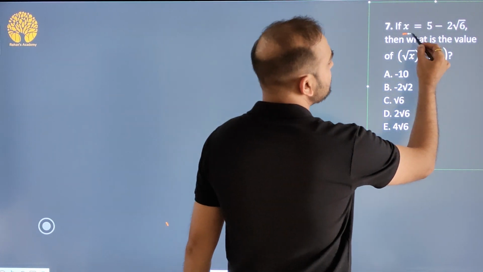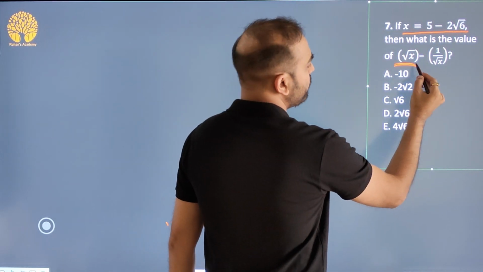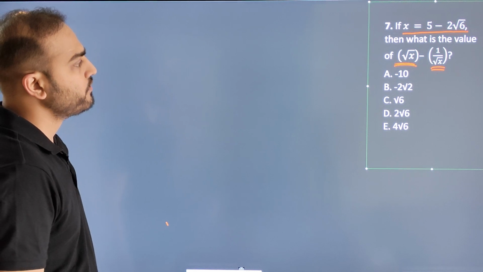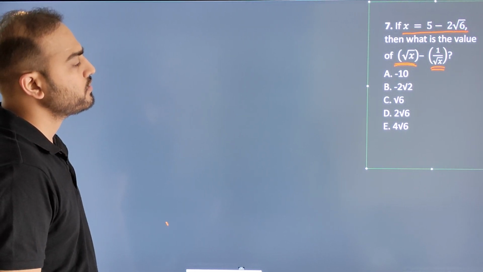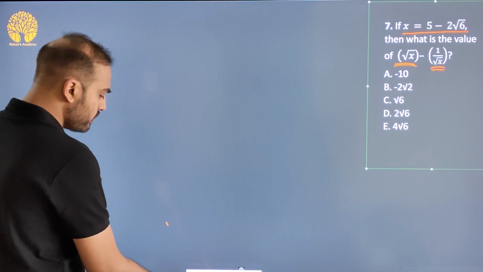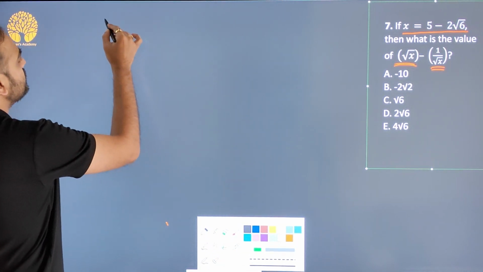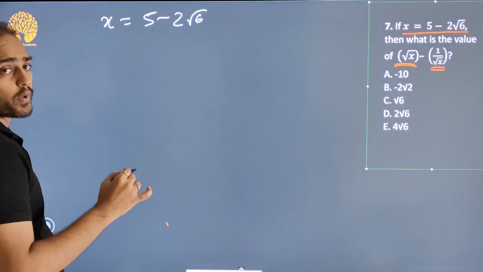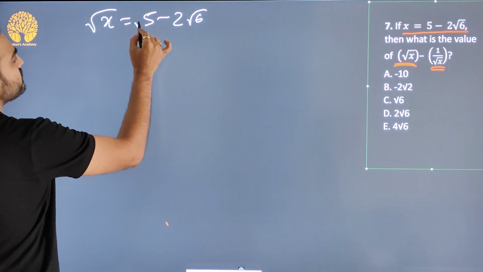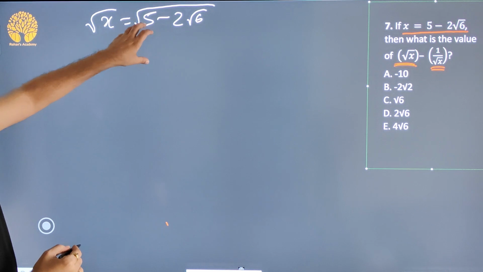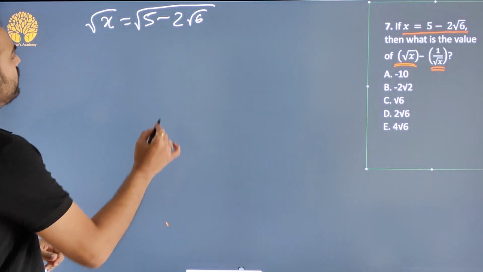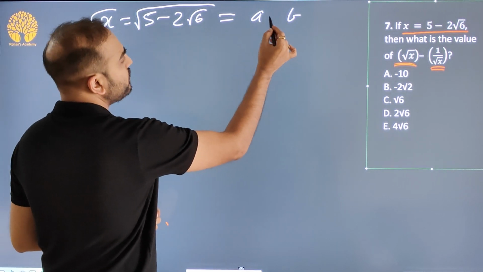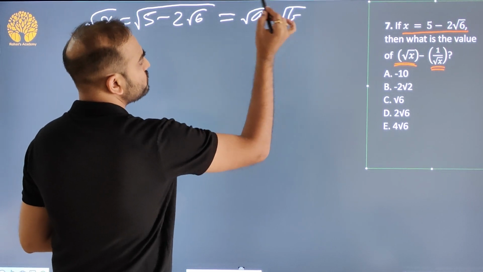So now we have x as 5 minus 2 root 6 and we are supposed to find root x minus 1 over root x. So this is same as what we did just now. See, x is 5 minus 2 root 6. So let's find square root of x first. We do square root on both sides. We need to find square root of 5 minus 2 root 6. For that, as I said, two terms, minus sign, square root, square root.